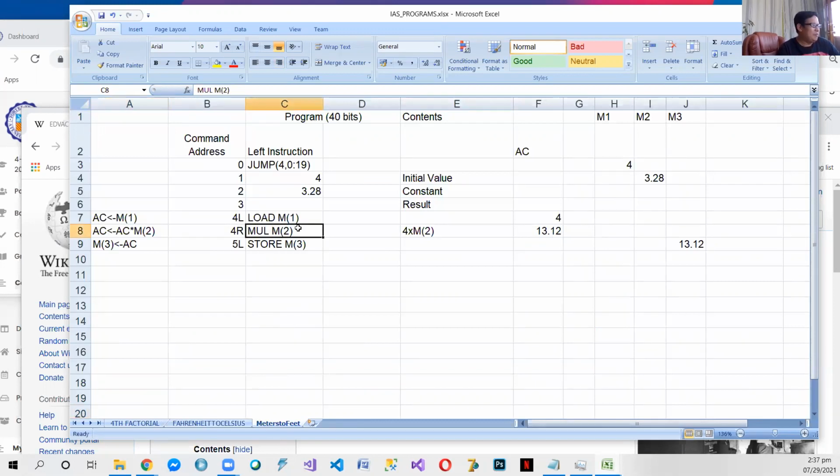This is the conversion of meters to feet. We have 4 meters. So load M1, then we mul M2, which is 3.28, and we store to M3, and we'll have a halt.